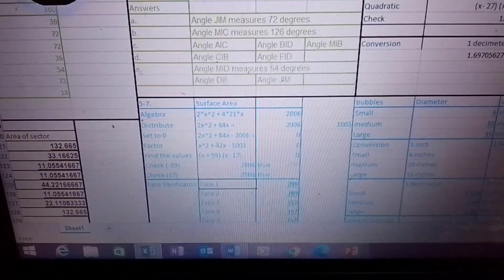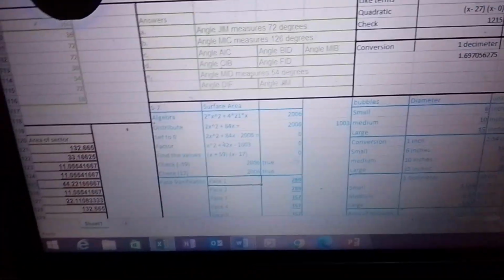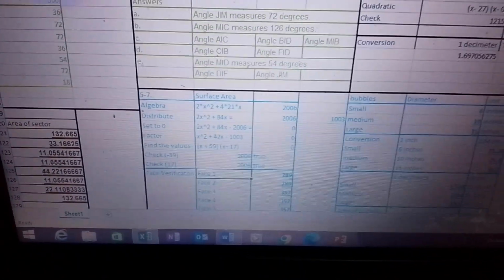But wait, that's not it. Because remember, we got x as 17. So therefore, the value of one side is 17. But remember, for question A, it asks how many liters it is. So this is what we do.